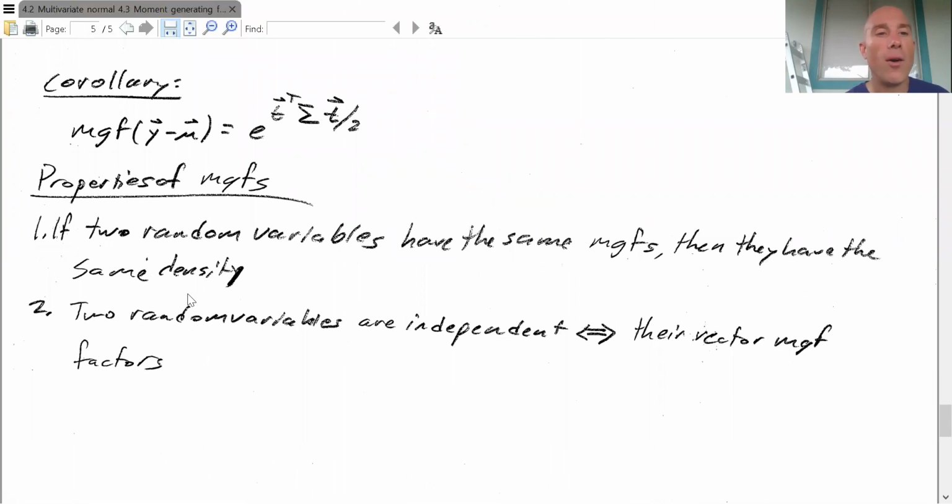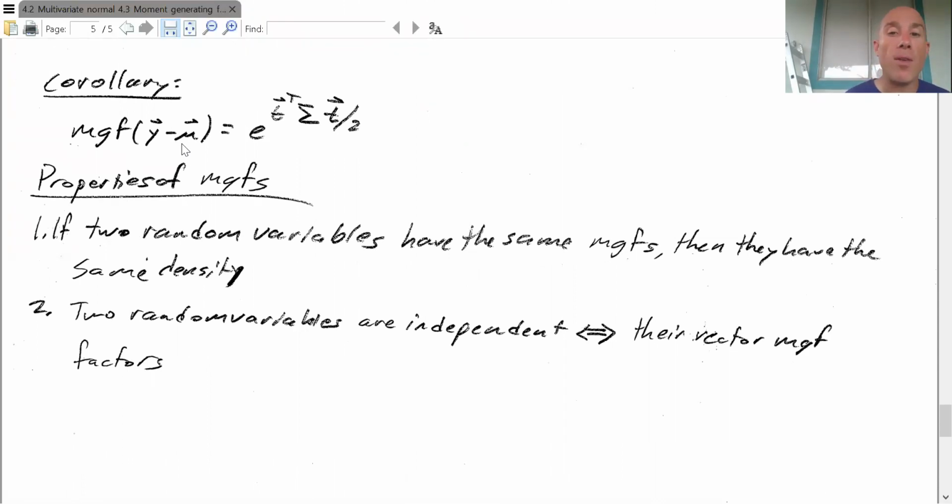All right, now a corollary. The moment generating function of y minus mu is just going to be this exponential. Now, why is that? Well, I know the expected value of y minus mu is going to be the 0 vector, so I get rid of the other junk in there. Easy peasy, lemon squeezy.